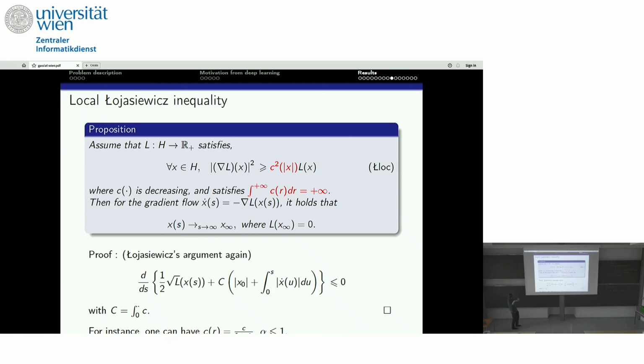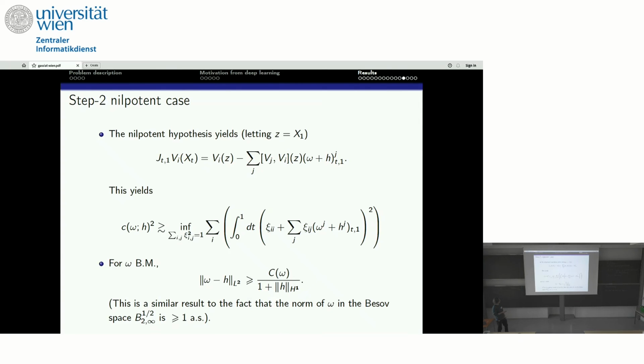Here it's hidden, so I will write it, but this means that if you have something that decreases like a power of your norm, it should be not faster than 1 over the norm. So you want something like C of R greater than something like this. And it turns out that in both cases that I showed in the theorem, we prove it with exactly this critical exponent. Let me explain the proof because I have not much time left. Let me just explain the proof in the Brownian case.